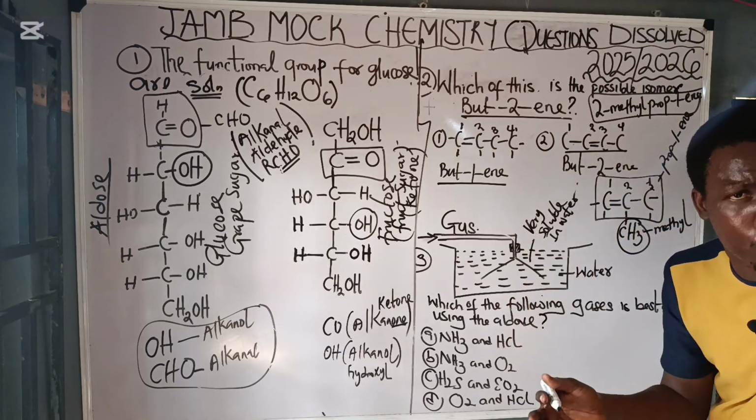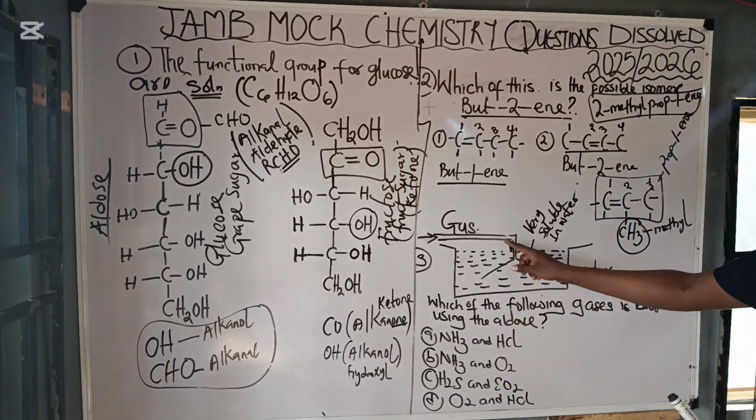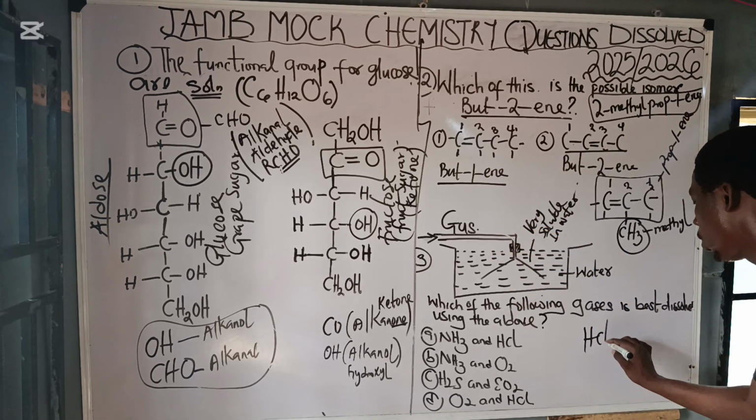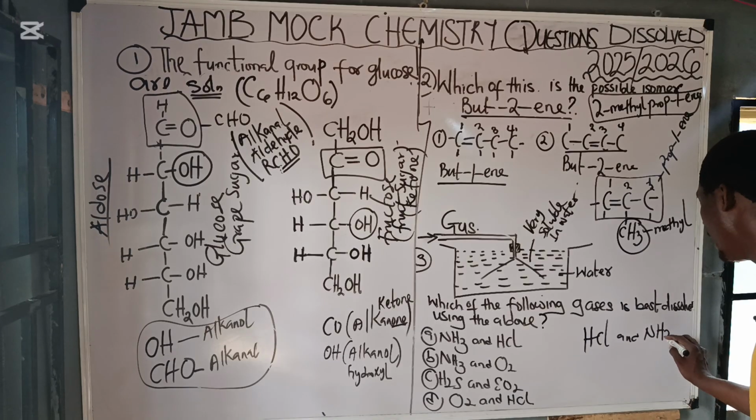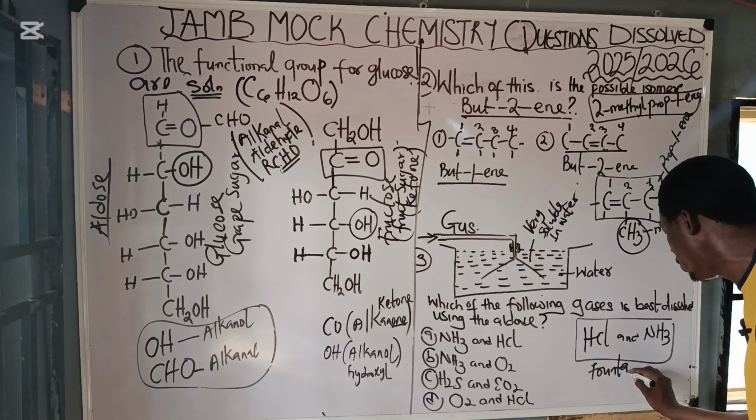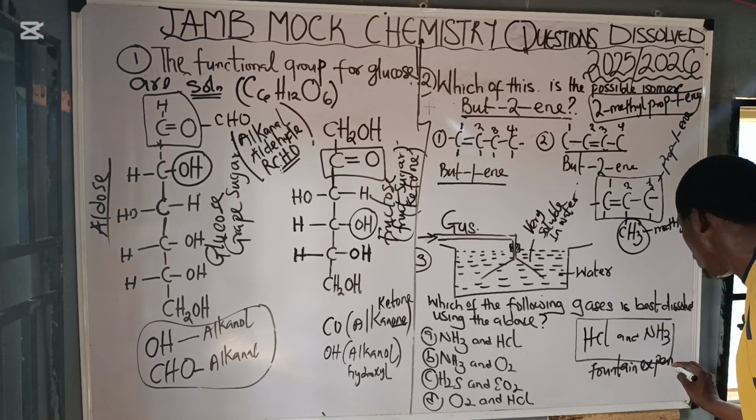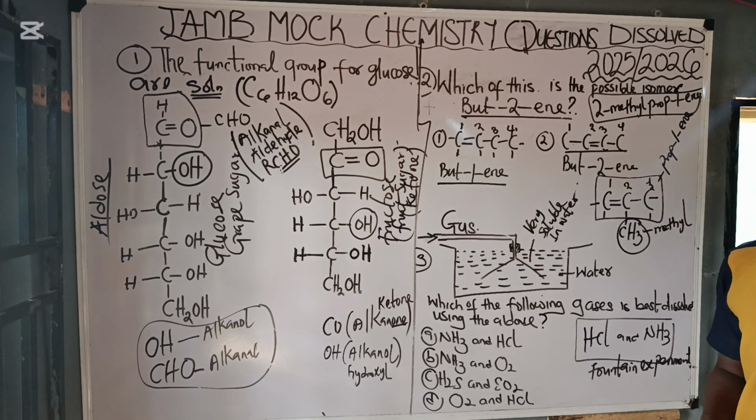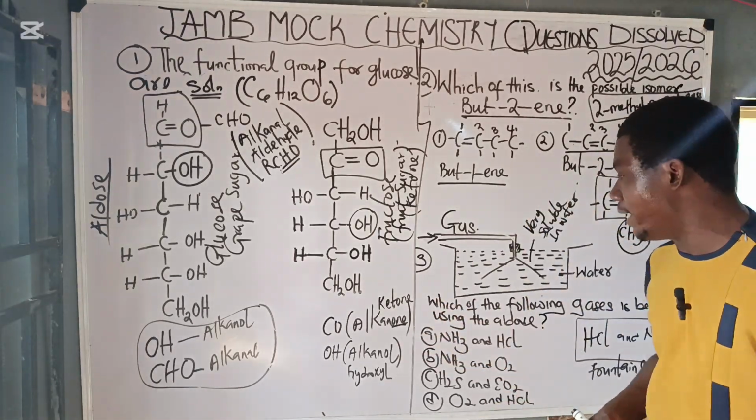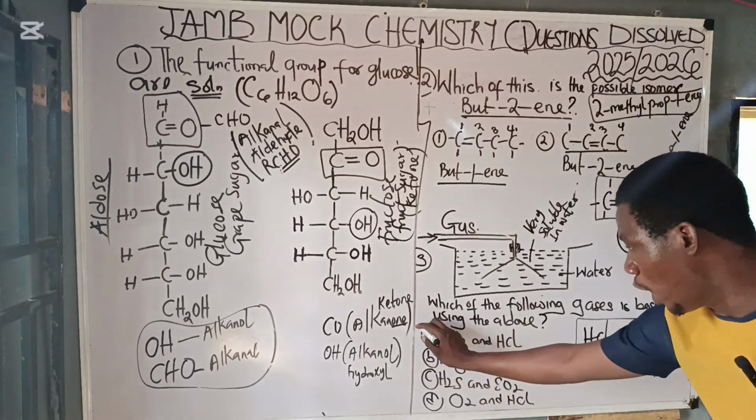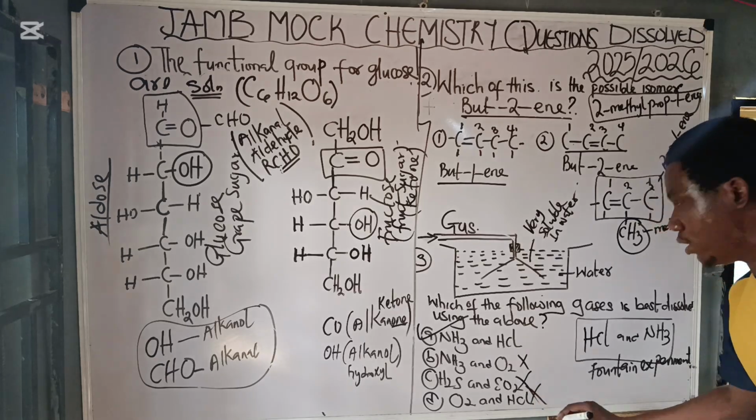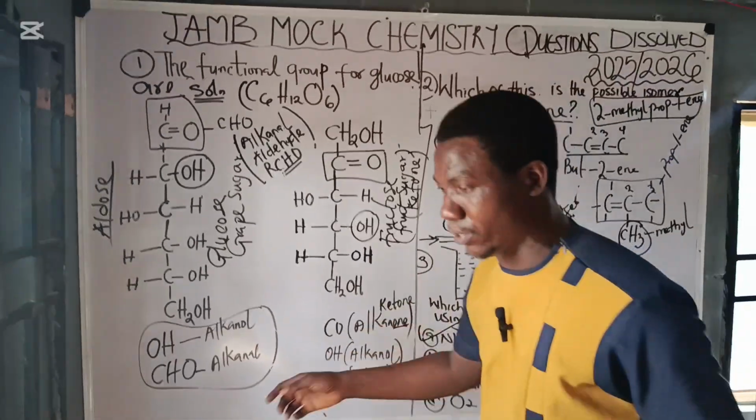Now, which gases are soluble in water in such a way that they will be directed downward into the water? The 2 gases are what? Hydrogen chloride and ammonia. Don't forget that these 2 gases are used to demonstrate fountain experiments. Why are they used in fountain experiments? They are used to demonstrate fountain experiments because they are very soluble in water. So the answer to this question is option A. It is not B, it is not C, it is not D. Hold on for more questions.